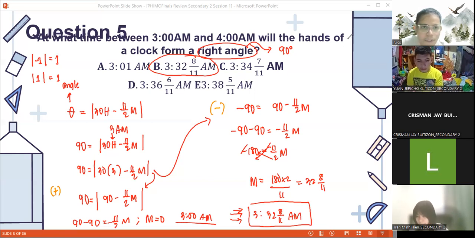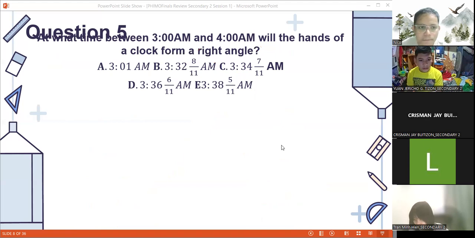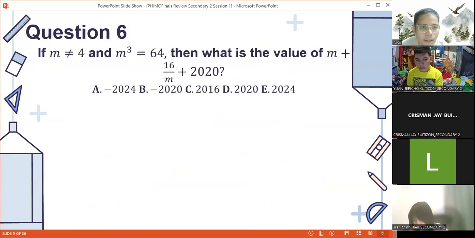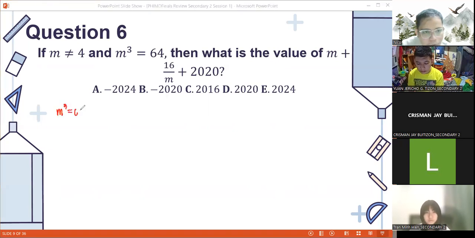Okay, let's have number 6. If m is not equal to 4 and m cubed is equal to 64, what is the value of m plus 16 over m plus 2020? Okay, so let's start with m cubed is equal to 64.